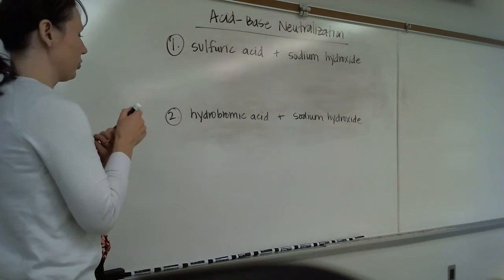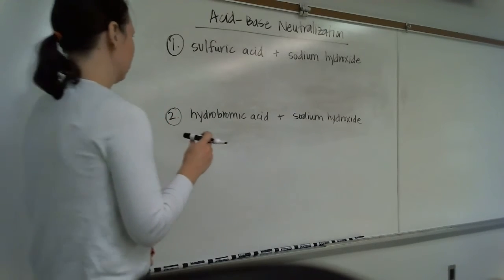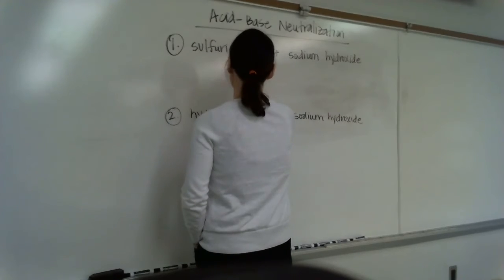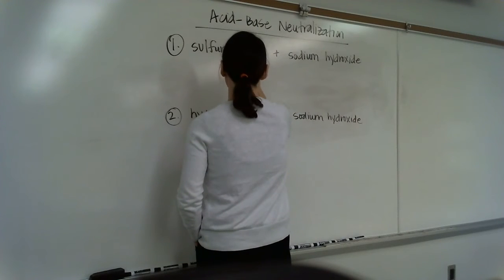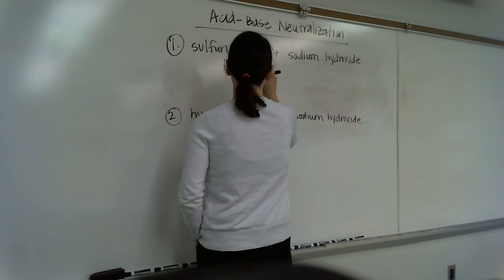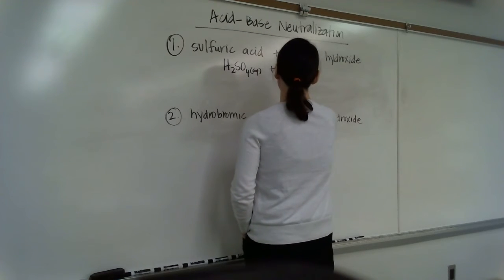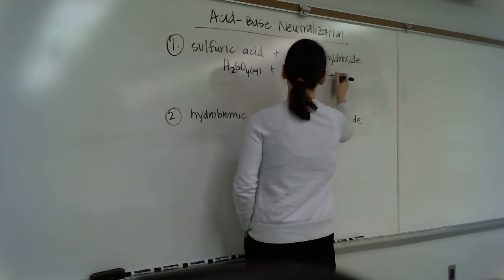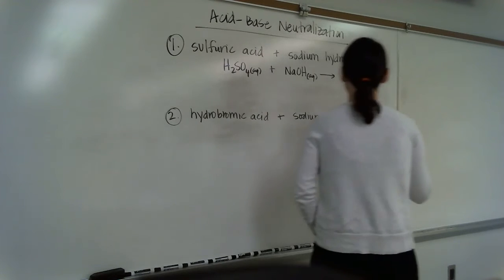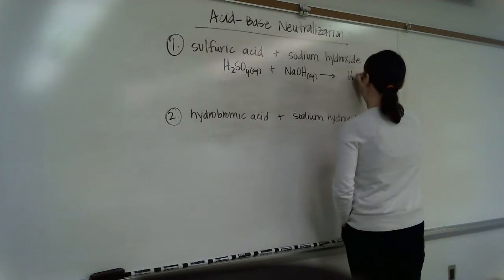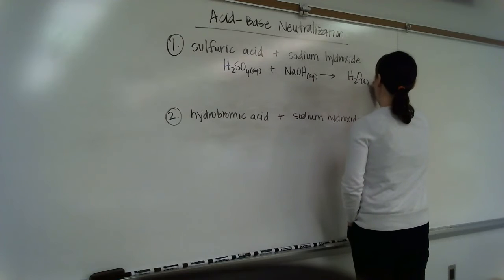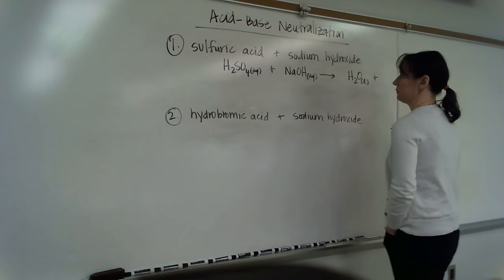What's the formula for sulfuric acid? H2SO4. And what's sodium hydroxide? NaOH. So what are we going to produce? Water, it's a liquid, and what else? Good.